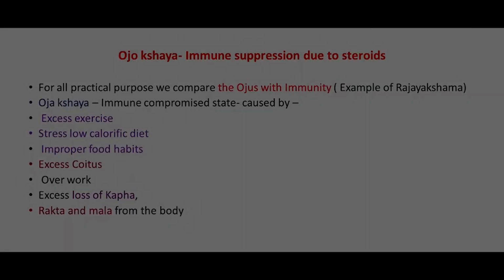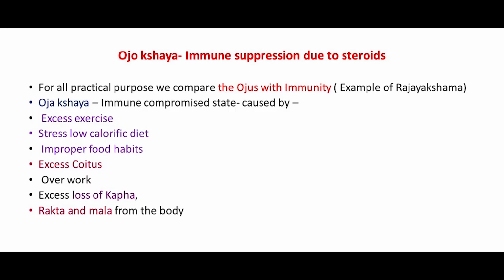Now come to the next part, Oja Kshaya. Oja Kshaya is not aberration of the Ojas, it is suppression of the Ojas. It is immune suppression due to steroids. Many times a patient comes to us taking lots of steroids and coming to Ayurveda. At that stage, we have to consider the disease as being in the stage of Oja Kshaya, not Oja Vyapath, because the maximum complaints of the patient are because of steroids only, steroid toxicity. Therefore, we have to consider that condition as Oja Kshaya along with Oja Vyapath, and treat accordingly.